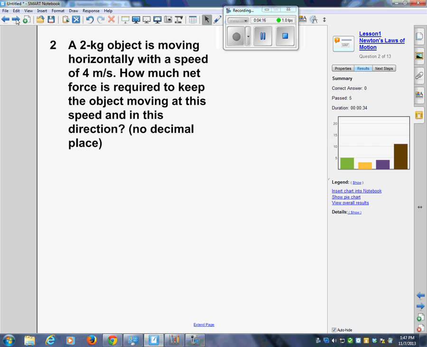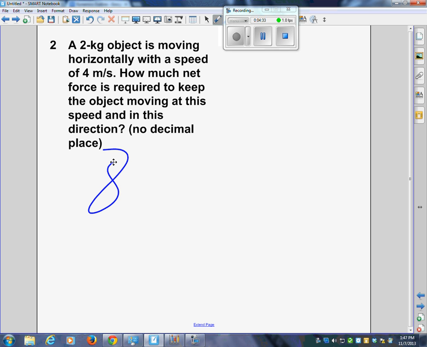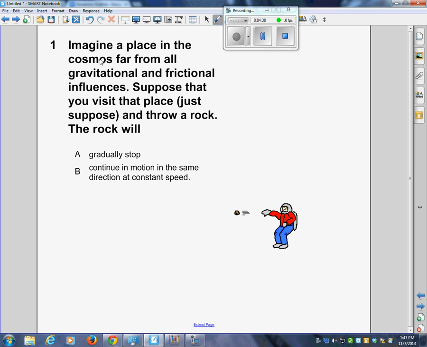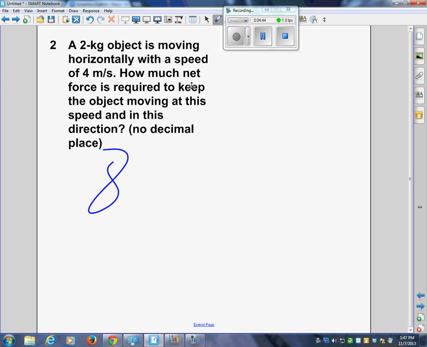A 2 kilogram object is moving horizontally with a speed of 4 meters per second. How much net force is required to keep the object moving at this speed and in this direction, no decimal place? And I see that many people likely answered 8. And why is that wrong? You just said it here. An object in motion will stay in motion. So how much net force is required?